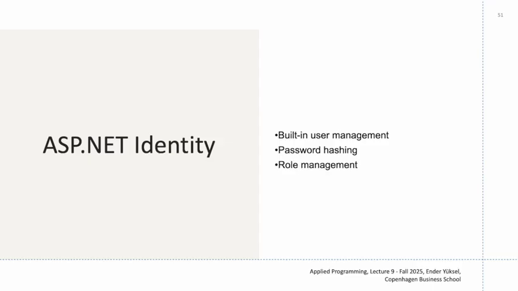Role management. You can define roles and assign them to users. For example, you might create an admin role and give it access to sensitive features. ASP.NET Identity makes it easy to check a user's role and restrict access accordingly. You can also customize the identity system to include additional fields like phone number, address, or preferences. It's flexible and integrates seamlessly with ASP.NET Core's authentication and authorization middleware.